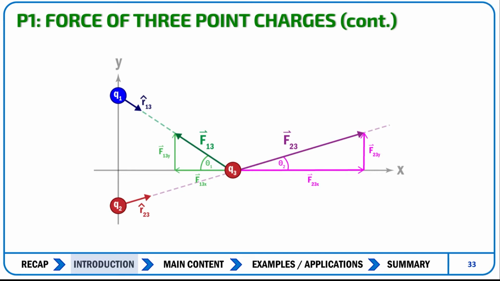So the first thing is we want to draw out the components of each of these force vectors and then add up all the components to get the final vector. So what we can do is take a look at the green vector F13 pointing towards the left, and we take a look at the purple vector F23 pointing towards the right. And we create the horizontal and vertical components for each one.